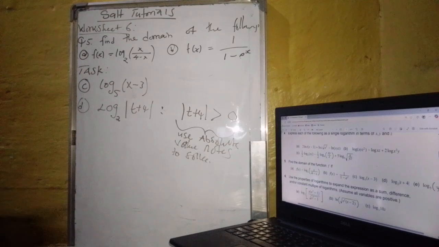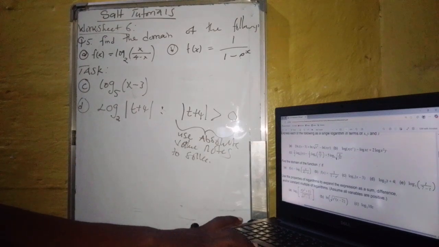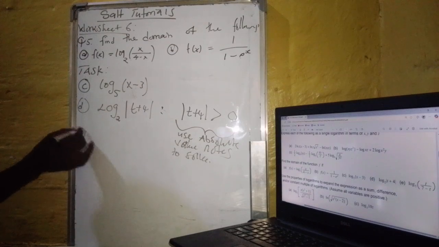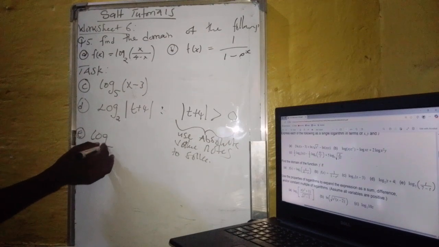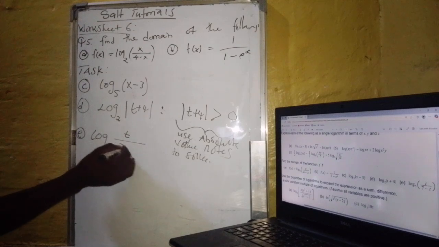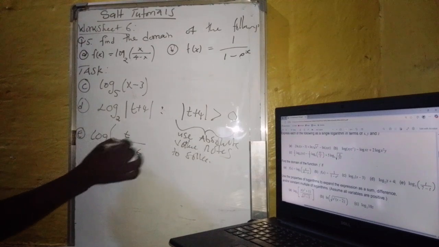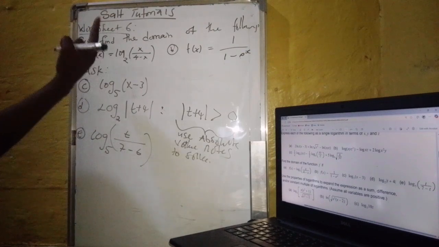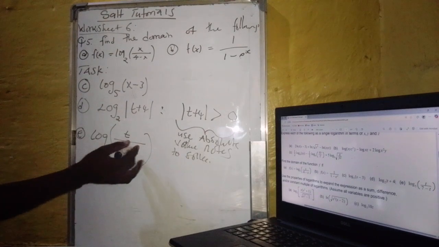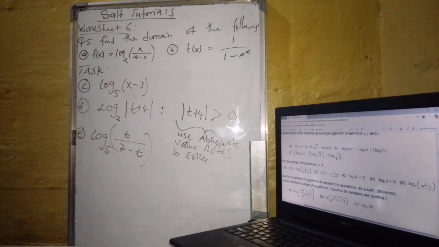And then the last one is E, which says log of 5 times t over 7 minus t in the input. This is just the same as the one we solved in A, so shouldn't stress. As well, send us those 3 solutions.